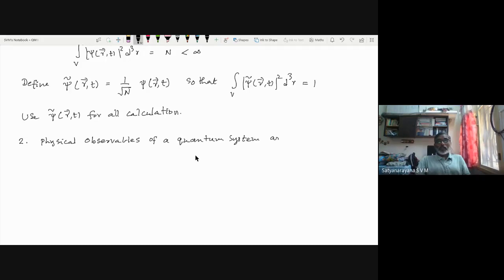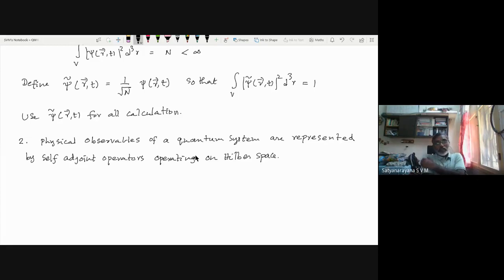Quantum systems are represented by self-adjoint operators operating on Hilbert space. Basically, Hilbert space is the set of all states and the self-adjoint operators operate on this Hilbert space.